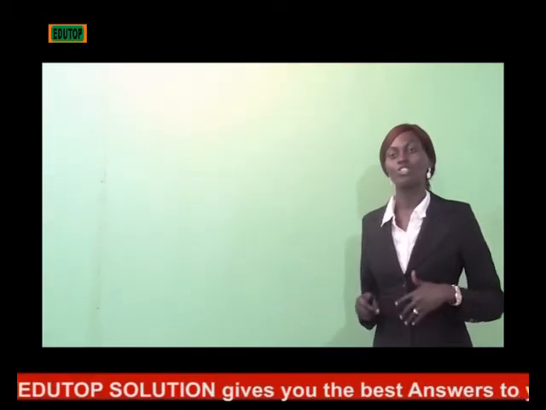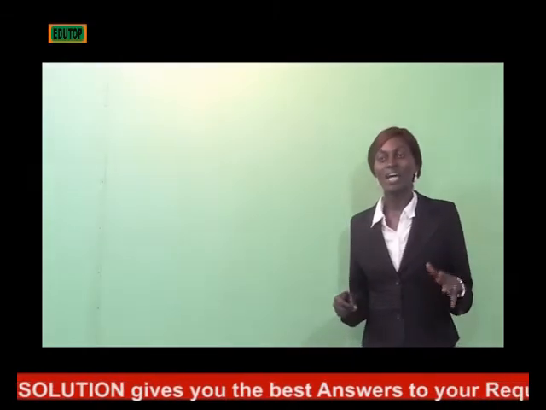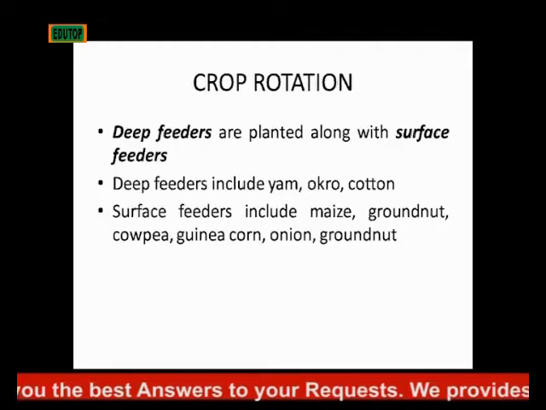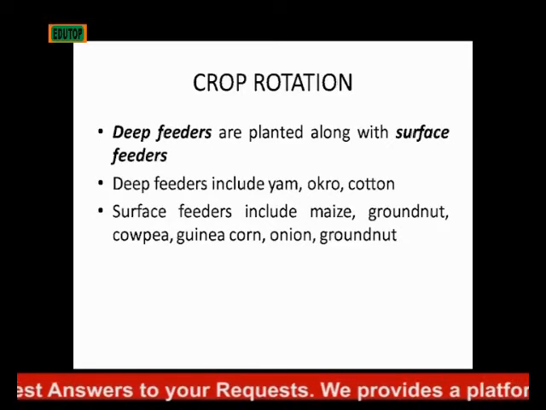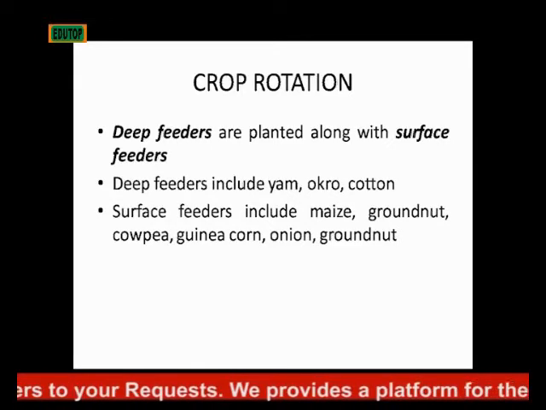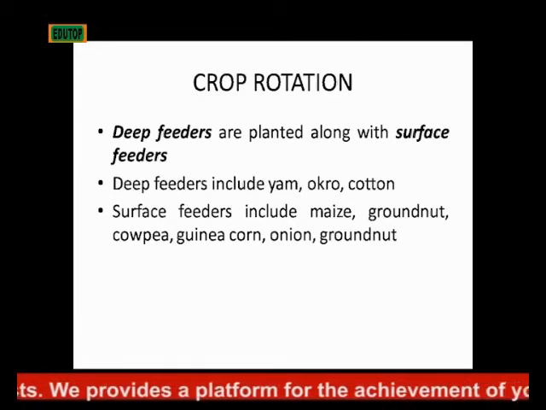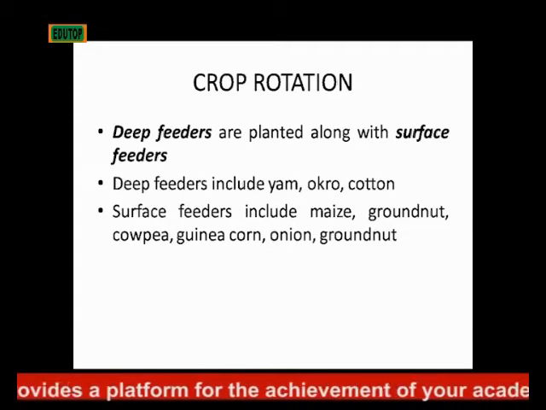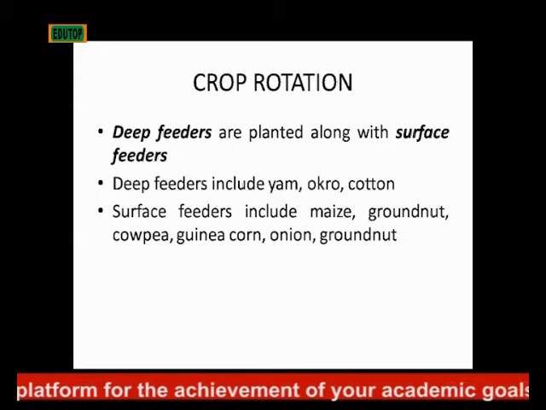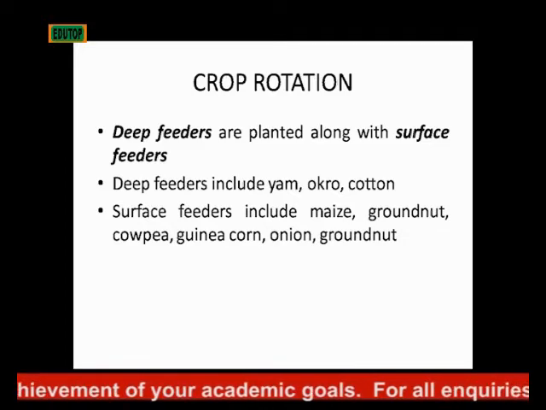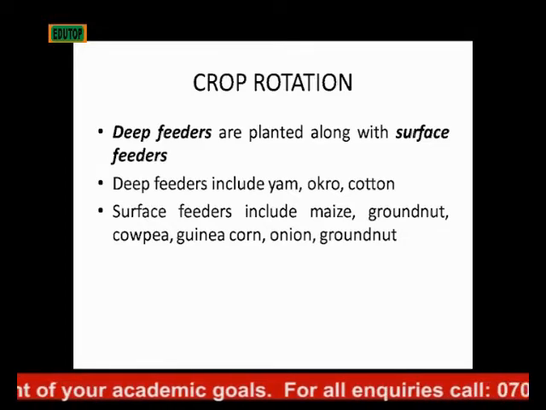This is the act of planting deep feeders or deep-rooted crops alongside surface feeders or surface-rooted crops. Deep-rooted crops or deep feeders are plants that have their roots down into the soil. They grow deep into the soil. That's why they are called deep feeders. An example of such plants, we have yam, okra, cotton. They grow deep into the soil.